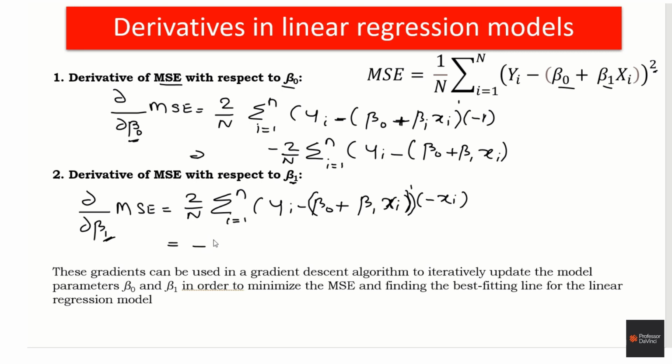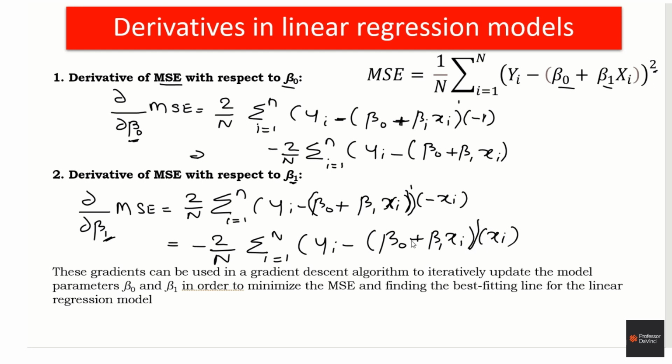Finally, with the minus symbol multiplied in, we get minus 2 by n, summation of i equal to 1 to n, of (yi minus (beta naught plus beta 1 xi)) times xi. So this is the partial derivative.